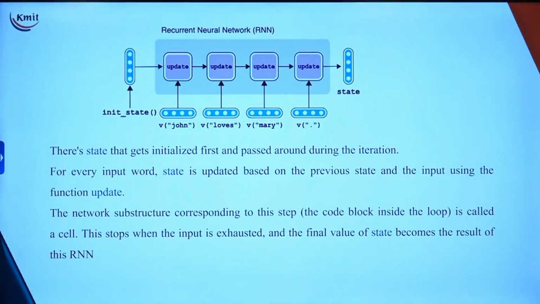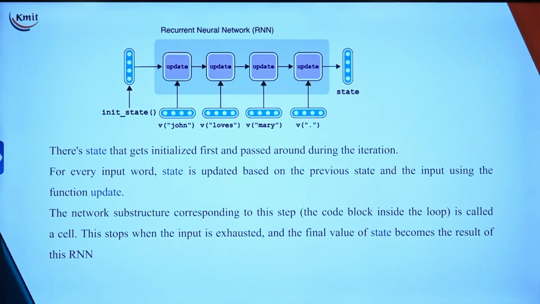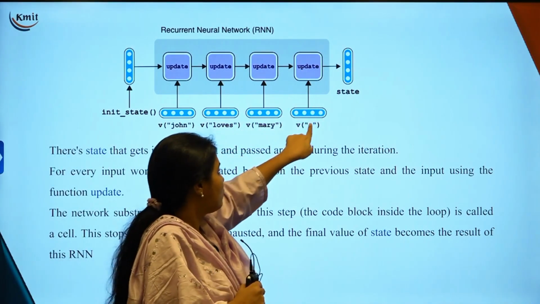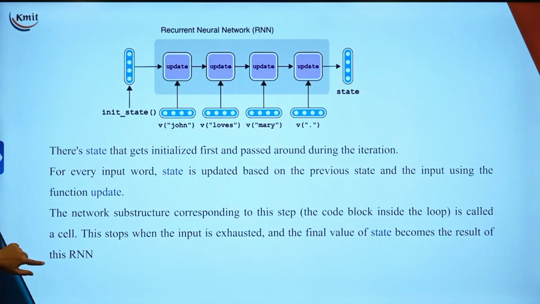Here what we observe is that the state gets initialized first, and that is passed through the different update layers during different iterations. The network substructure corresponding to this step is called a cell. This stops when the input is exhausted. The cell state is stopped when I am done with the sequence. So this is the simple RNN architecture.